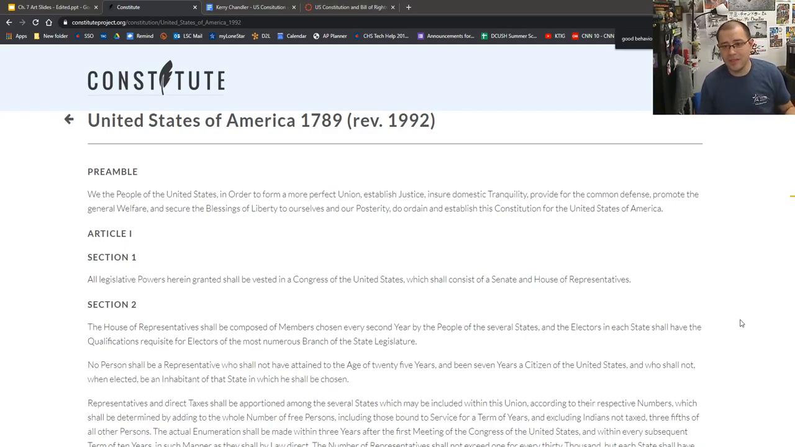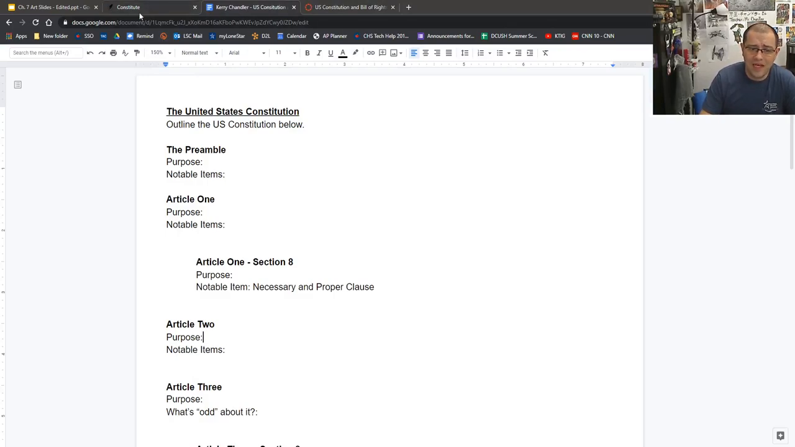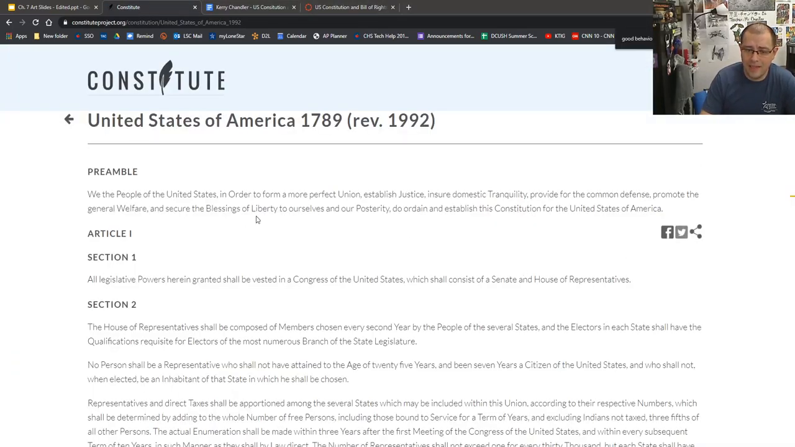So, the preamble, what is the purpose? Well, I hope you can figure that out. The purpose is to say, here's why we're making a Constitution. There you go. And they list out five reasons. So you have notable items. For most of these things, you have a little line there that says notable items. For this one, it's kind of your opinion. What do you find notable about all of this? I find it notable that they start off with we the people, kind of making sure that they're identifying right at the beginning, this is for all of us. Thought that was interesting. Also, we've got a word here that I think a lot of you maybe don't know, and that is posterity. Posterity means your descendants, your children and grandchildren and so on.